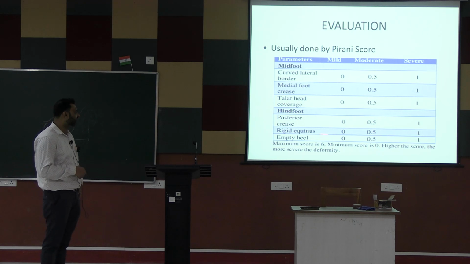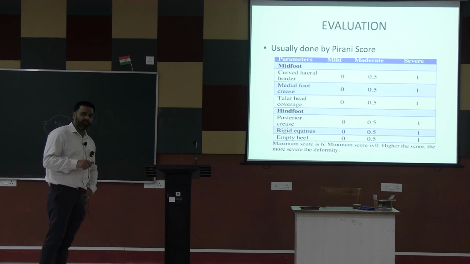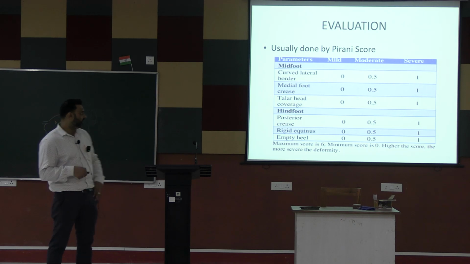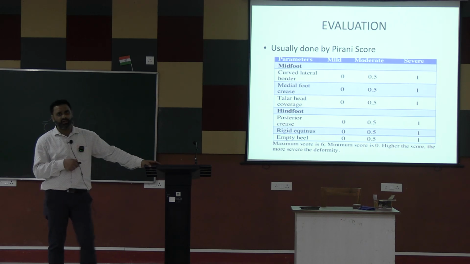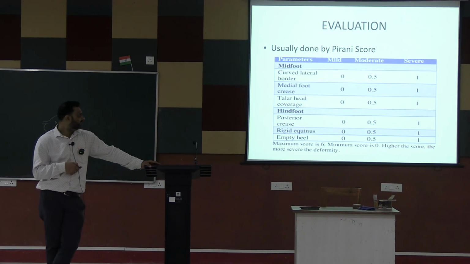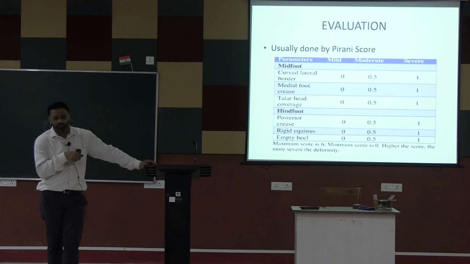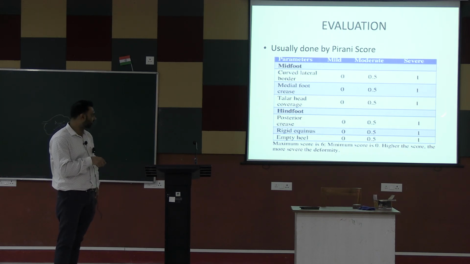Then there is the talar head coverage. If the talar head is totally under your tibia, then the score is 0. In moderate condition, if half of the head is getting covered by the tibia, then it is 0.5. And if it's not covered at all, then the score is 1.